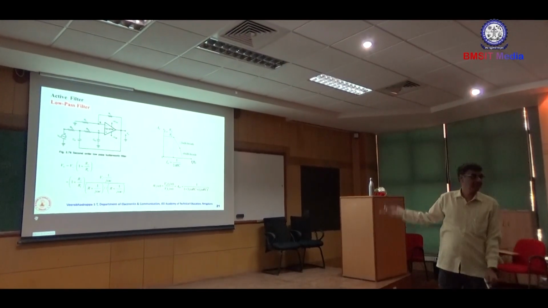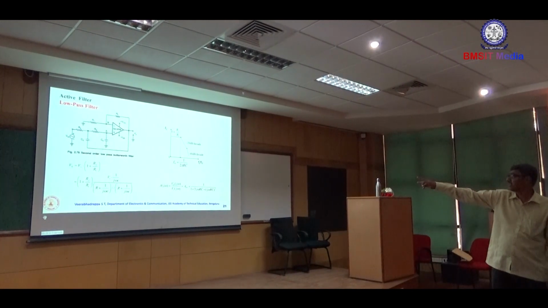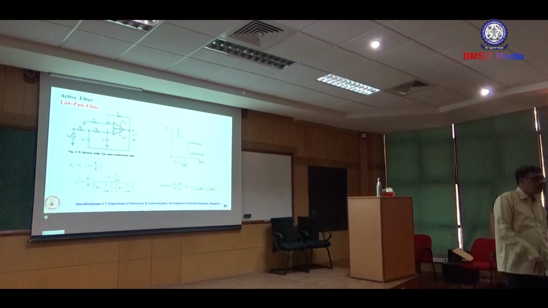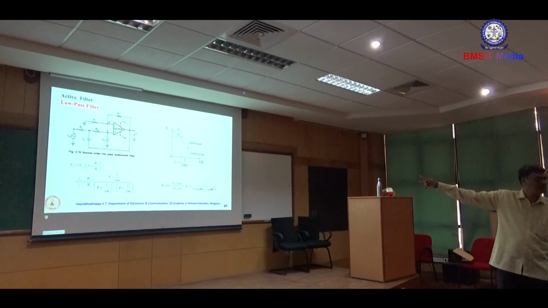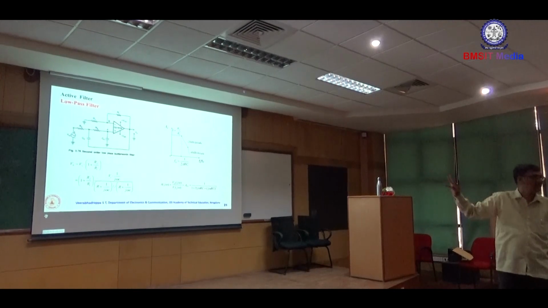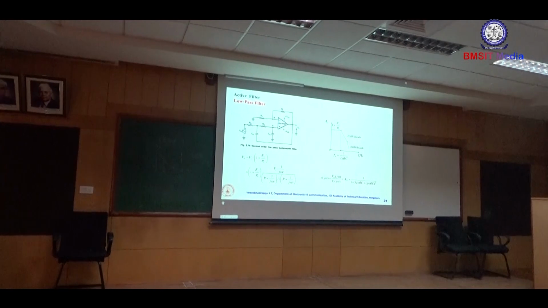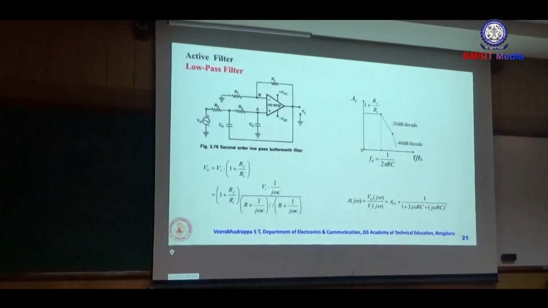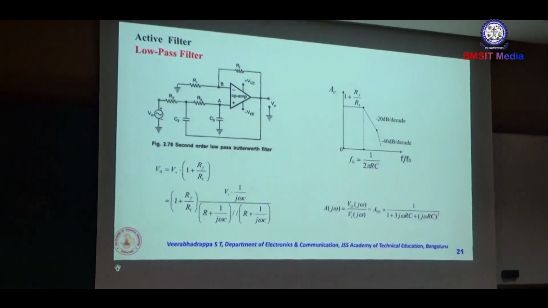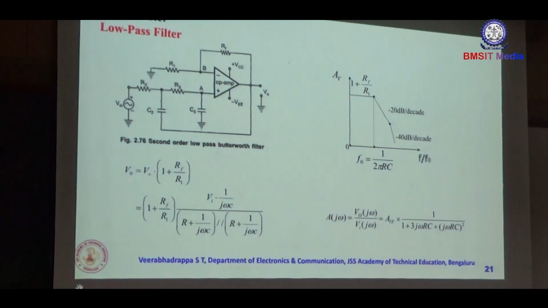The second order low pass filter. Why is it called a second order filter? You use R2, C2 and R3, C3. Normally use identical stages. Identical stages means R2 is equal to R3 is equal to R, and C2 is equal to C3 is equal to C. What is the gain of the amplifier? 1 plus RF by R1, because it is a non-inverting amplifier. With a non-inverting amplifier, the gain is always 1 plus RF by R1.